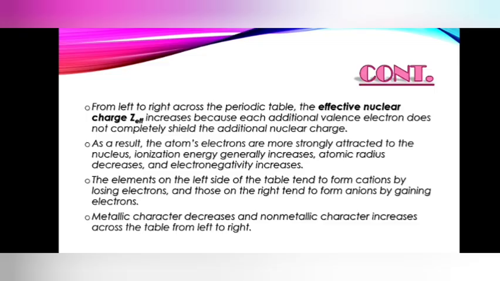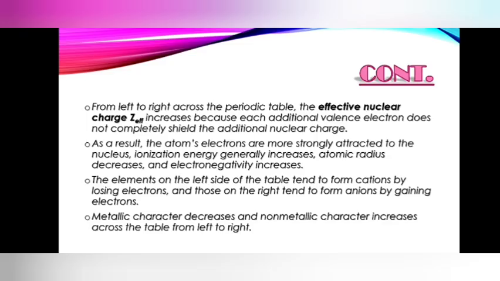Now what happens as a result is that the atom's electrons are strongly attracted to the nucleus. The nucleus attracts all these electrons more strongly. The ionization energy increases. What is ionization energy? The ability to remove the electron. So as the electrons are strongly attracted by the nucleus, it is very hard to remove that electron. Hence we can say that ionization energy increases. Atomic radius decreases, meaning the size of the atom decreases, because the nucleus is pulling the electrons towards itself more, so the size also decreases, and electronegativity increases as the ionization energy increases.